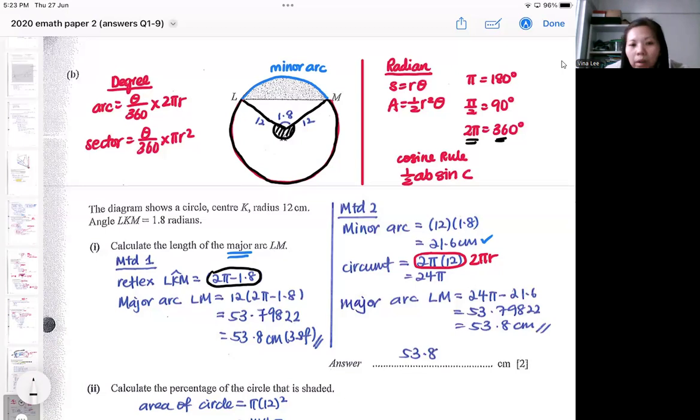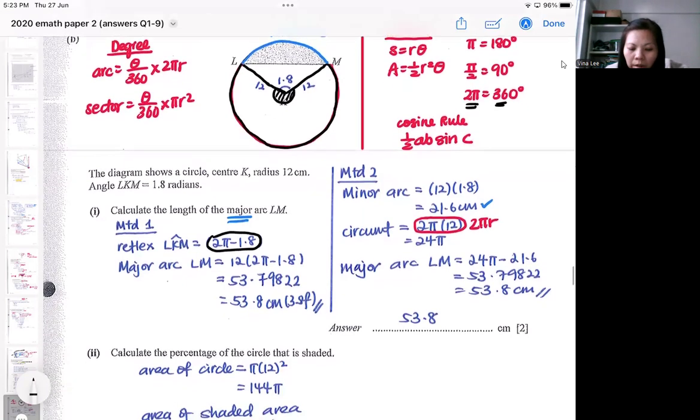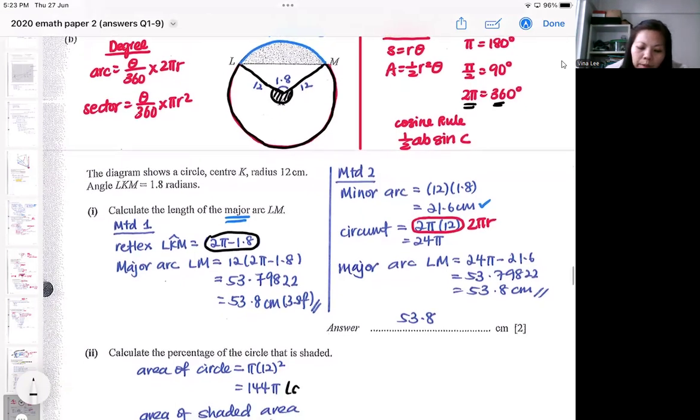And that will also help you to calculate the shaded area. The next part, we are interested in the shaded area divided by the area of the circle. Area of circle shouldn't be an issue, so I've gotten the area of the circle first. This one will be the denominator, pi r squared. If I want to find the shaded area, it's a segment.